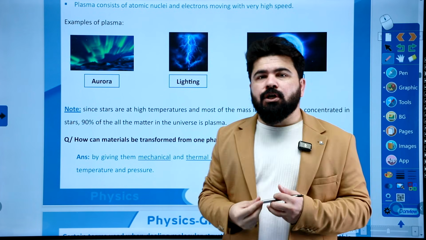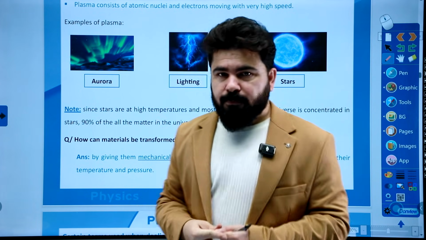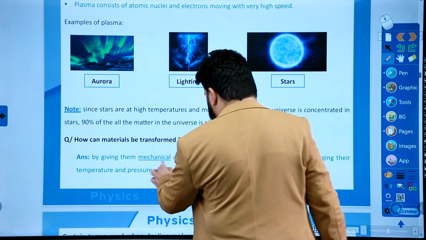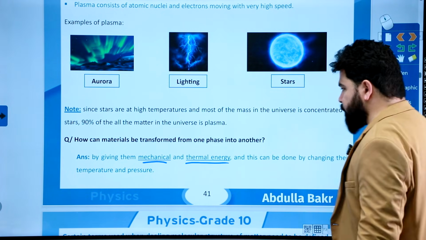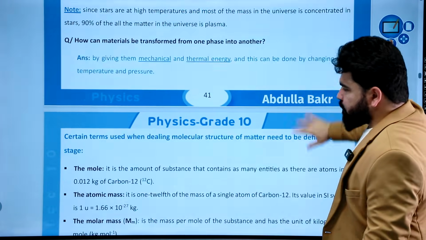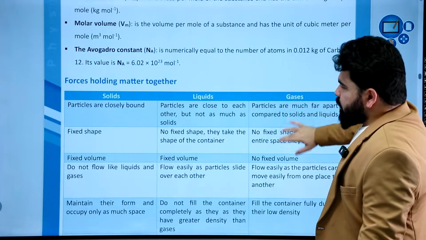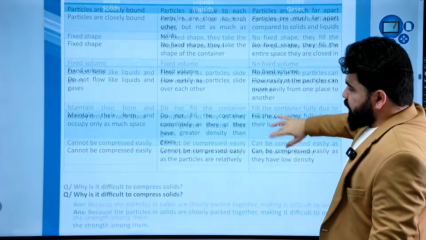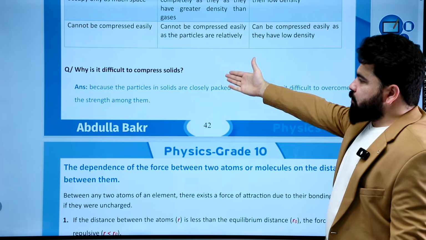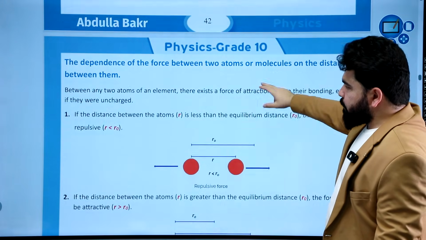It says, how can you change the phase of a material? Okay, using two things: mechanical or thermal energy. Be careful. These are the differences between solid, liquid, and gases. Why is it difficult to compress solids? Because the particles are close. This one.